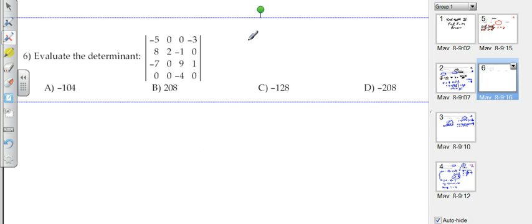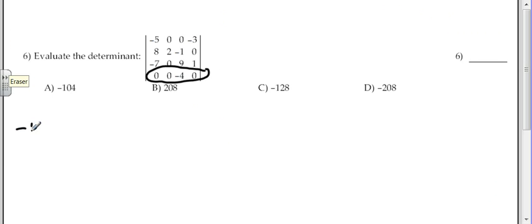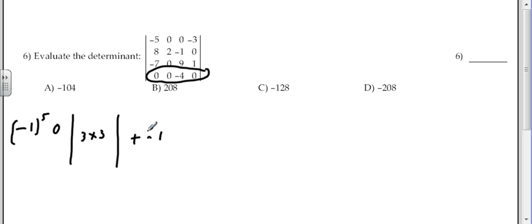Okay, so we're going to choose to expand on this row. That's going to be minus 1 raised to the row, 1, 2, 3, 4, plus column, 1 through 5, times 0, times some remaining 3 by 3 that I don't have to write down because I'm multiplying by 0. Plus minus 1 raised to the row plus column, 6, times 0 times a 3 by 3, which again I'm not going to write down because it's going to be 0.